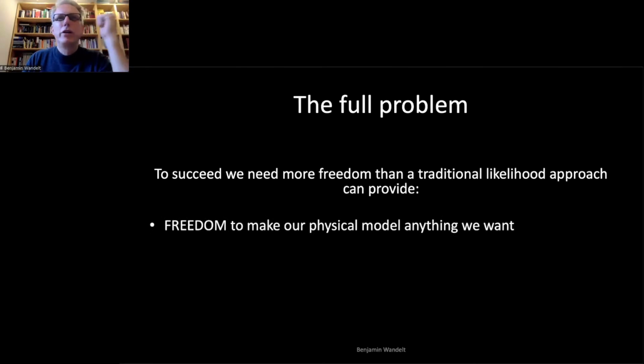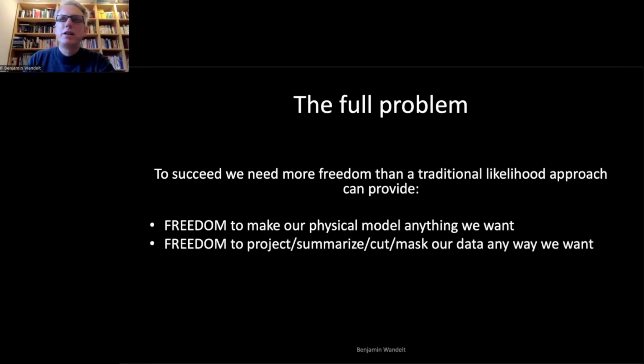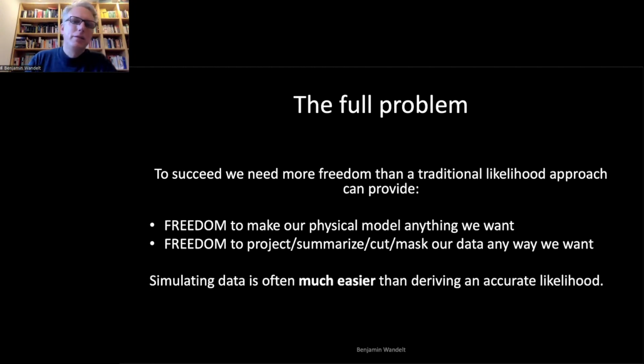So we want to have the freedom to make our physical model anything we want. We want to have the freedom to project, summarize, cut, mask our data in any way we want, so that we address this issue that the model is always imperfect. Even our best physical models are somewhat imperfect, but we want to treat the data in such a way that the treated data can be modeled well. And we recognize that simulating data is often much easier than deriving an accurate likelihood. It's not necessarily easy, but it's easier. So we can write down a simulation code, at least, that does all kinds of interesting things with galaxy formation and so forth. How to write down a likelihood form that actually is adequate for that, in many cases would be very hard to see.